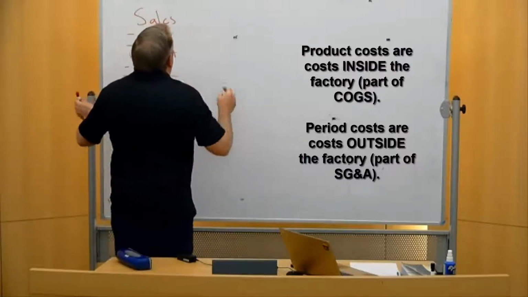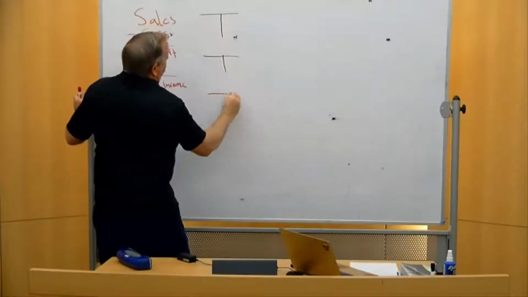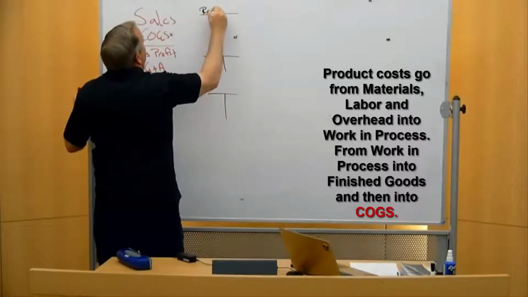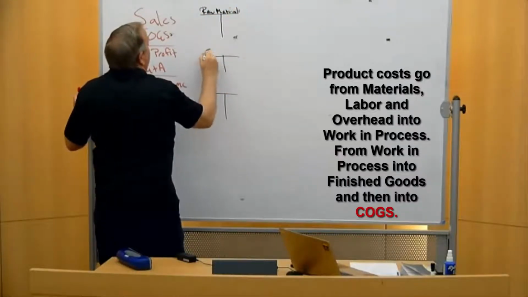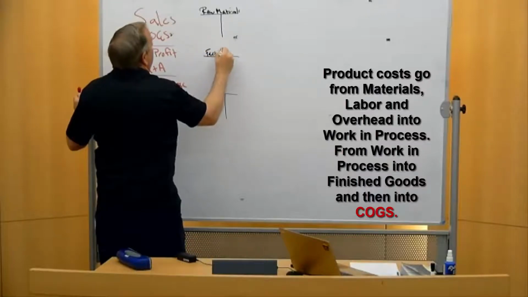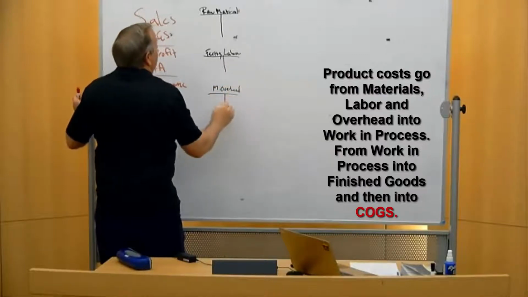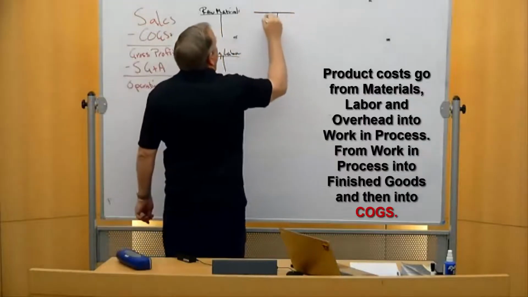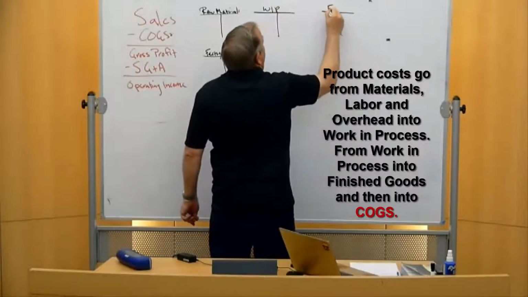And then those costs are going to flow through our T accounts. And these are always the same. We have raw materials, factory labor, and manufacturing overhead. So we're going to take materials, labor, and overhead. It's going to move into work in process. Then that's going to move into finished goods.